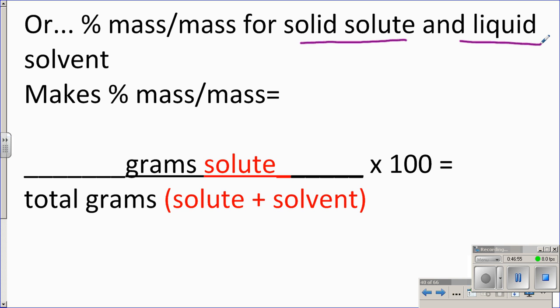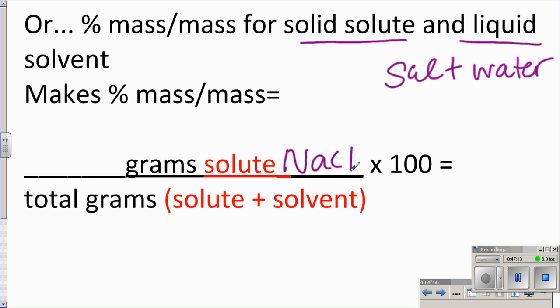So I may not be questioning this one. This one's simply a mass ratio. Mass of solute over mass of solution. Solute and solvent. So I could give you an example of salt water. When I say salt water, I mean sodium chloride over sodium chloride in water. That would be an easy example to implement here.